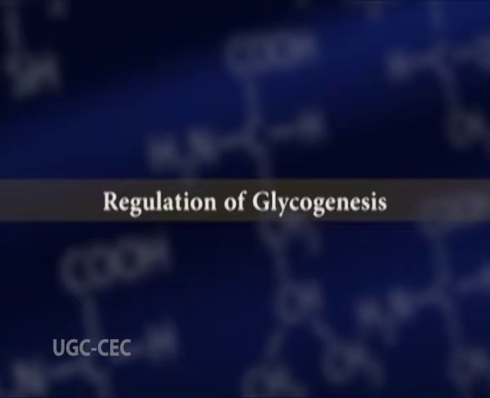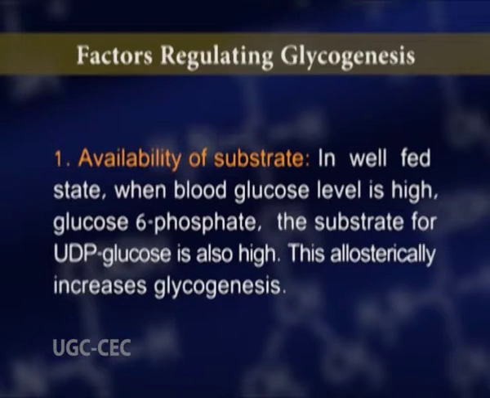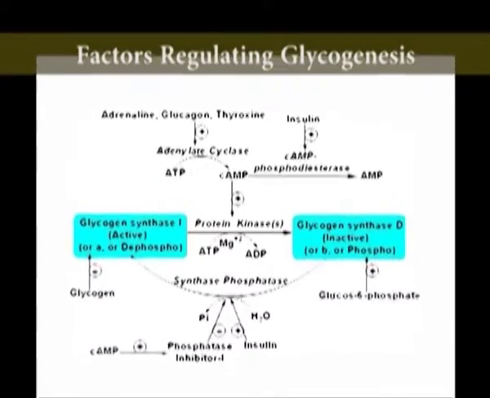Now let us come to regulation of glycogenesis. Glycogen synthesis is strictly monitored to regulate the blood glucose level. It is activated in the well-fed state and suppressed in fasting. The factors regulating glycogenesis are: number 1, availability of substrate. In the well-fed state, when blood glucose level is high, glucose 6-phosphate, the substrate for UDP glucose, is also high. This allosterically increases glycogenesis.